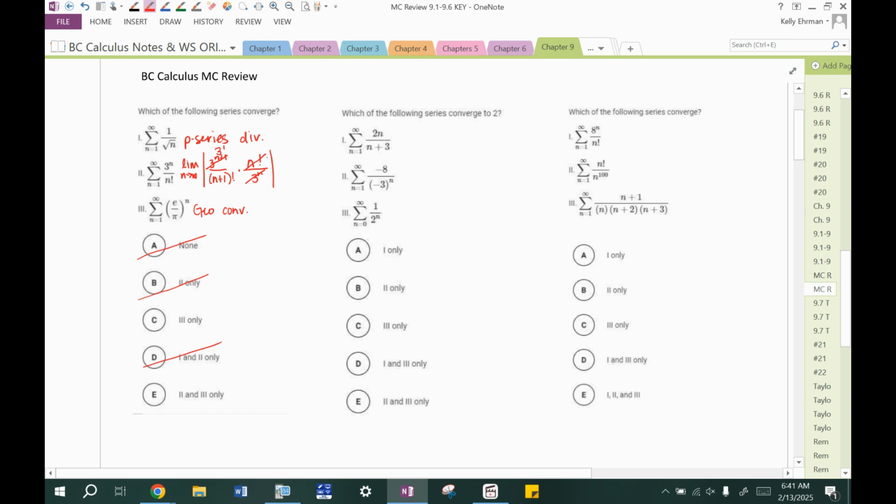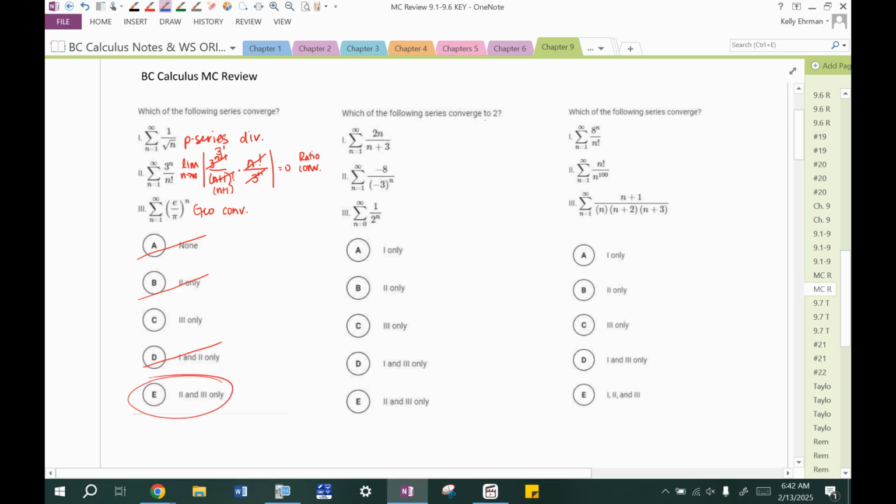N factorial cancels with n plus 1 factorial and leaves you with just n plus 1 because it's n plus 1 times n factorial. And this limit of 3 over n plus 1 is 0. So this one converges by ratio test. All right, so it's got to be 2 and 3 only.